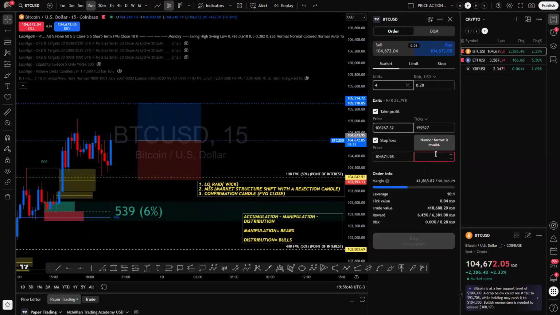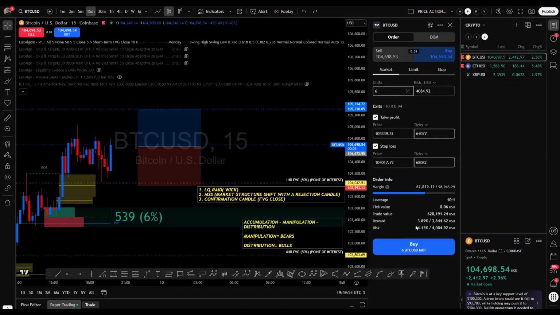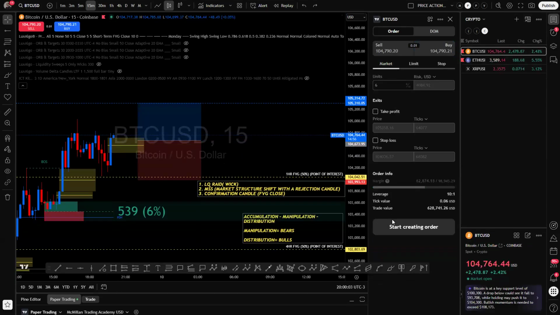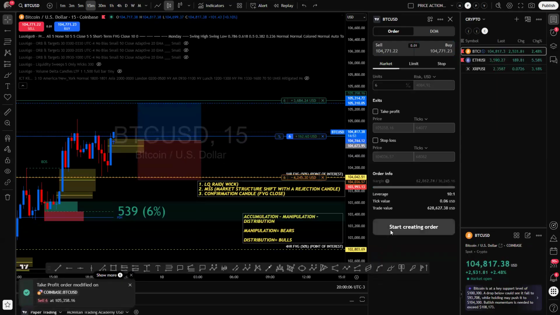68,082. This one is 6.77. 4 units. We actually been able to do 6 units this time. But we got less than a minute. Three, two, one. That's an imbalance here. It should be creating the order. There you go.